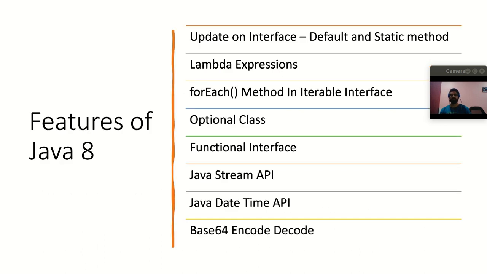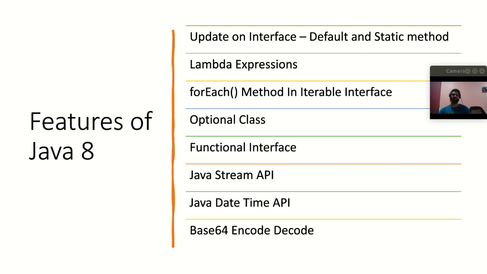So let's move to the third feature, the forEach method. The forEach method was introduced inside the Iterable interface. Basically, it is used to iterate the elements in a collection. So you can iterate the elements of an ArrayList, of a set, and also the elements of a stream. So the forEach method was introduced with Java 8, and the next feature introduced was the Optional class. Basically, the Optional class handles the NullPointerException.